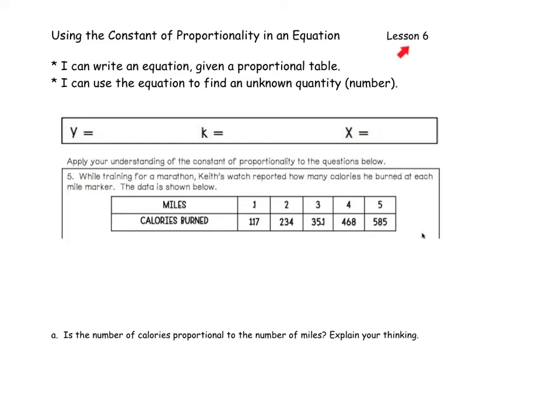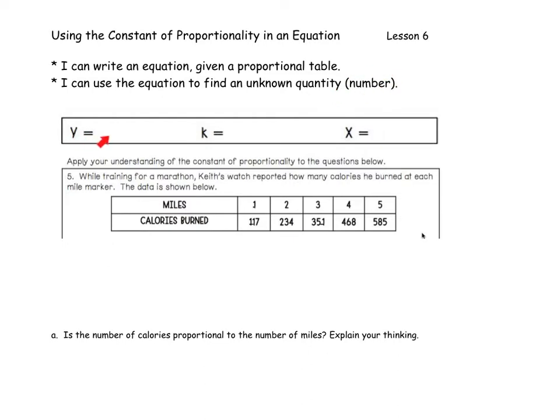Welcome to lesson number 6, using the constant of proportionality in an equation. Our goal is: I can write an equation given a proportional table, and I can use the equation to find an unknown quantity, which means a number.